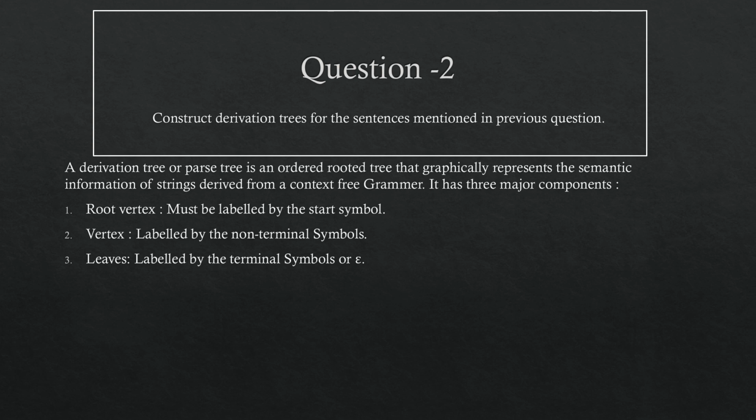A derivation tree or a parse tree is an ordered rooted tree that graphically represents the semantic information of strings derived from a context-free grammar. It has three major components: the root vertex, which must be labeled by the start symbol; vertices labeled by non-terminal symbols; and leaves, which are labeled by terminal symbols or epsilon.